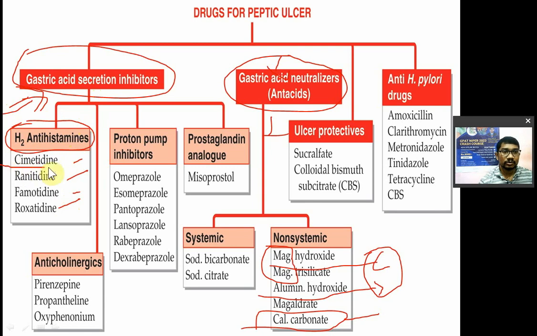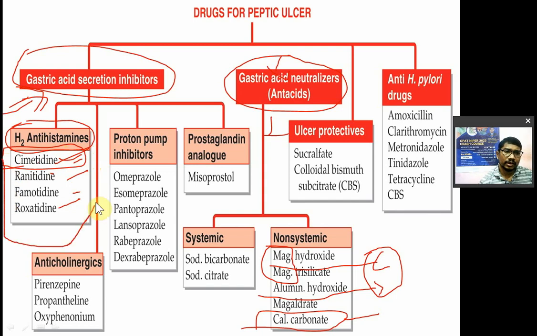Out of that, cimetidine is no more used. Why is it not used? Because it has an anti-androgenic effect. It is important in males, so it will cause impotence in males. It will cause gynecomastia in males. It will cause galactorrhea in females. Again, cimetidine easily crosses the blood-brain barrier. It could cause sedation and other psychomotor effects.